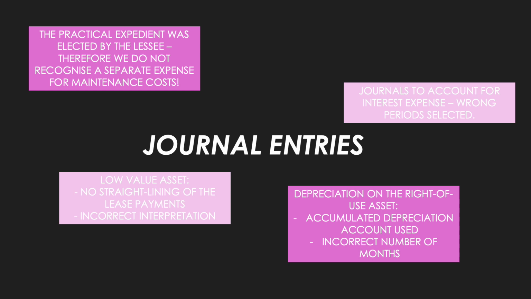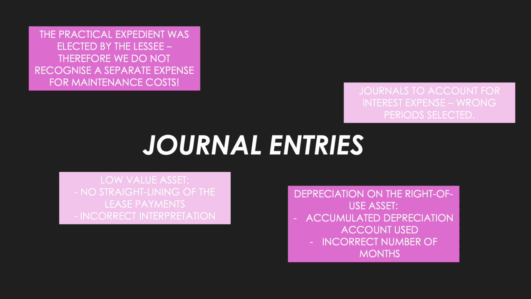Then, when you had the journals to account for the interest expense, we had a couple students that said debit interest expense, credit accrued interest expense. The credit entry is always the lease liability when we deal with the interest on the lease liability. And then for a lot of students, they selected the wrong period of the interest. So you should have amort 7 and amort 8, whereas a lot of students had amort 4, 5, or 6. So please try and orientate yourselves, and the best way to do that is to draw a timeline so that you can actually go and count the periods that have passed.